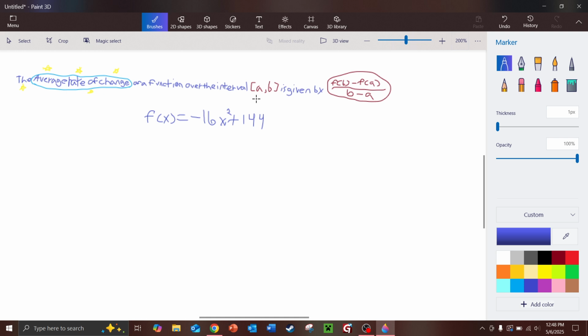So we're here, back at it again, to teach you some math. Some lovely, lovely math. And today it is the average rate of change.